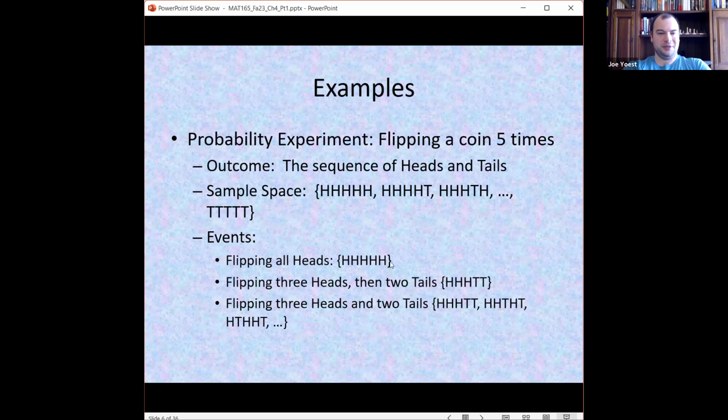And some events might look like flipping all heads, which consists of only one outcome in the sample space. Heads, heads, heads, heads, heads. Flipping 3 heads, then 2 tails. One outcome in the sample space. But if I said flipping 3 heads and 2 tails on 5 flips, note that there will be a lot of outcomes to satisfy that. 3 heads, then 2 tails satisfies it, but so does 2 heads, then a tail, then a head, then a tail. I have to be very careful with the wording when I'm working with anything in probability, right? Changing then to and really changed the meaning of the event and changed the set of outcomes that satisfy that event. So I have to be very careful.